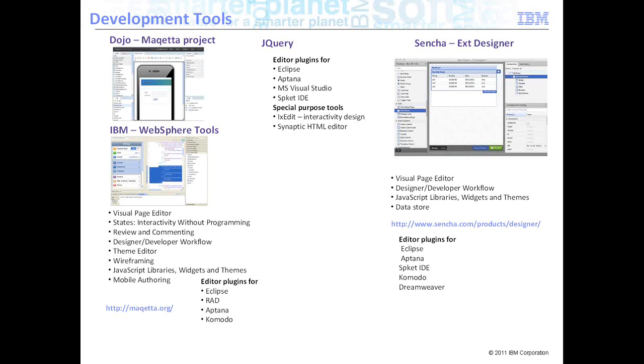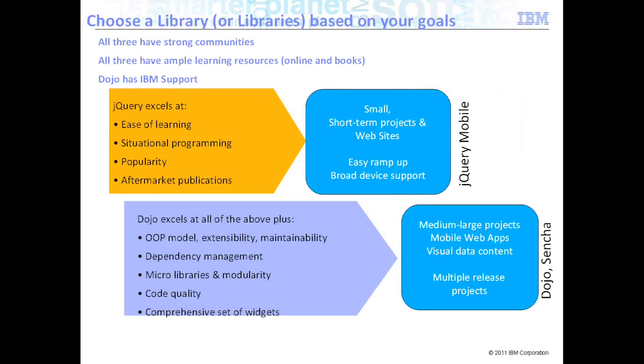It has a visual page editor. It has a designer and developer workflow, JavaScript libraries, widgets and themes, mobile authoring, and of course data store. Dojo does offer plugins for Eclipse, RAD, Komodo. On the Sencha side, again, we have plugins available for the visual page editor. We have plugins available for Eclipse, Aptana, Komodo, Dreamweaver, which provide support for visual page editing, JavaScript libraries, widgets and themes, and data store. So again, it's at par for all three.